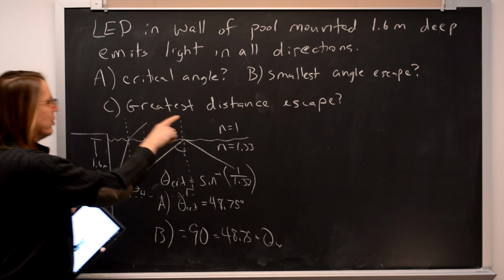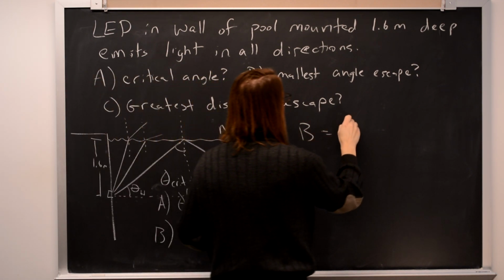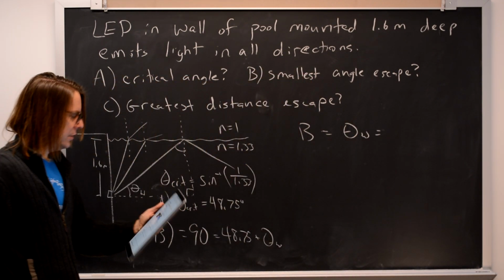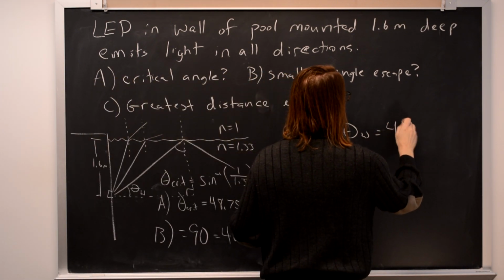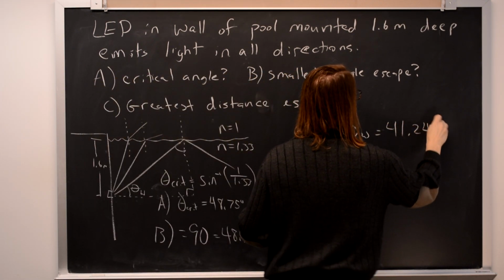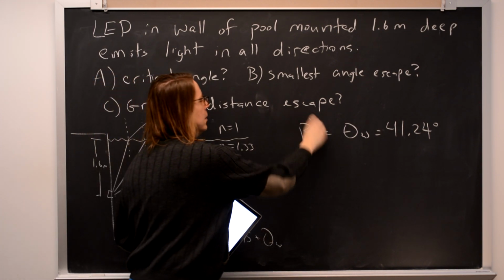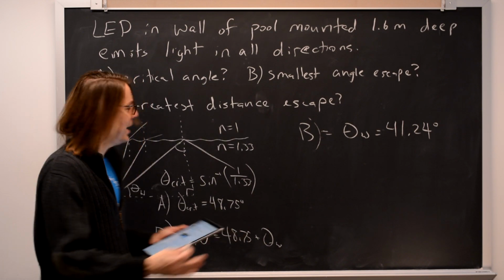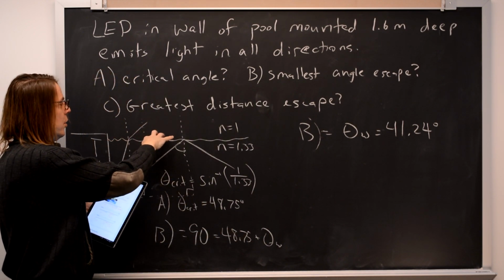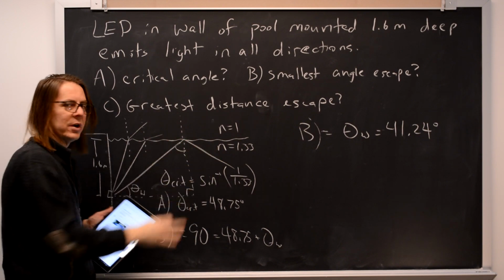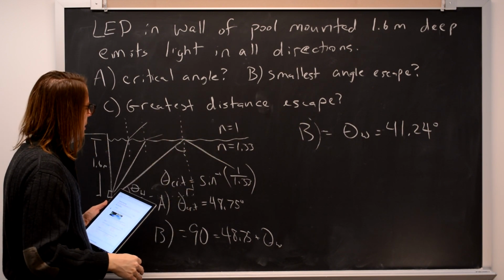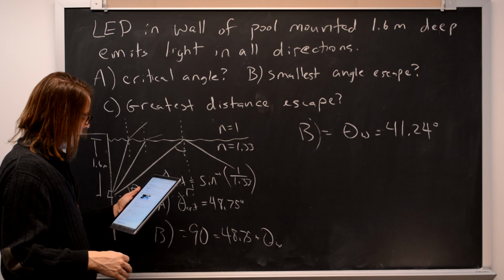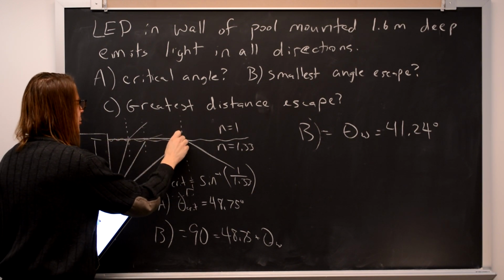So the answer to part B is just 90 minus 48.75, which is 41.24, depending on how you round. Okay. And C, what is the distance they escape? So if you imagine what this will look like, it'll be like a circle of water where light is coming out here and it's not going out here. It's kind of like a circle. So the distance they escape is here. Like how far along the pool will they get out?